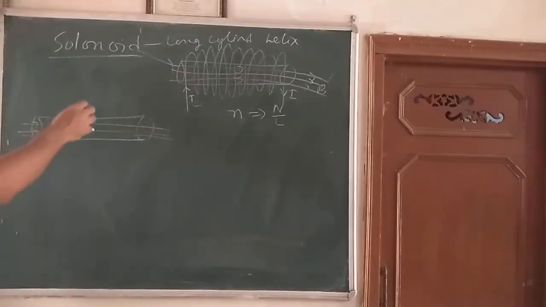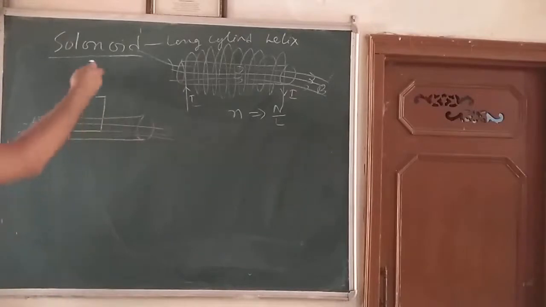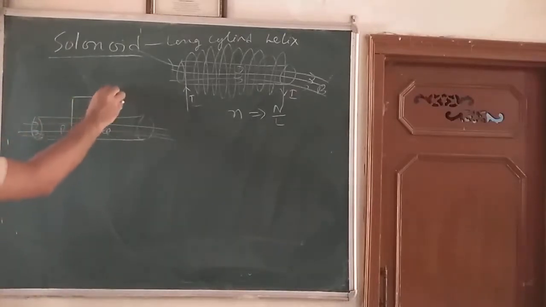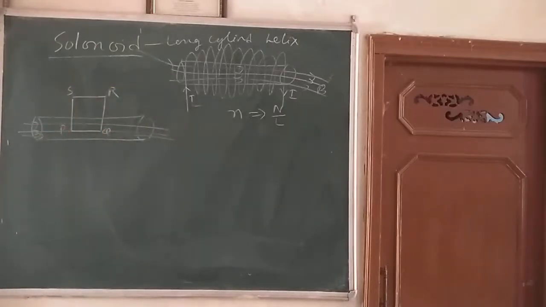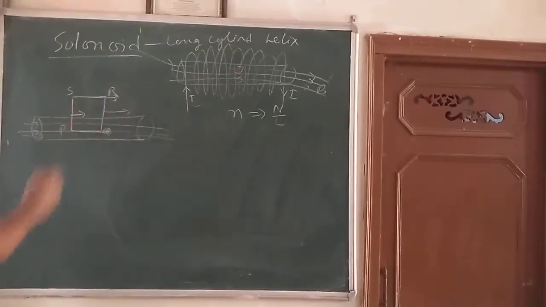So I consider here a rectangular loop PQRS. I am taking a loop, half of the loop inside the solenoid and half of the loop outside the solenoid. So I can say here P, Q, R and S. Here is the solenoid. The direction of the magnetic field everywhere inside is this one. Outside the solenoid, the magnetic field is 0.